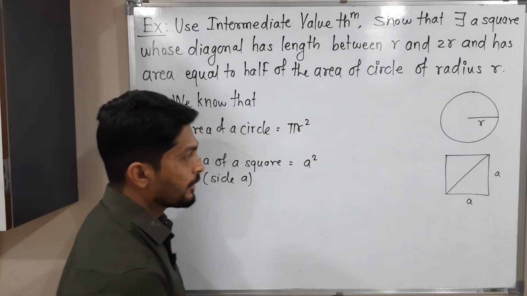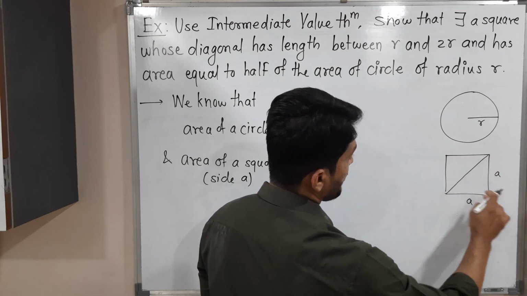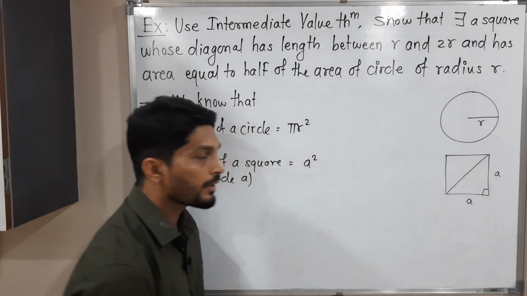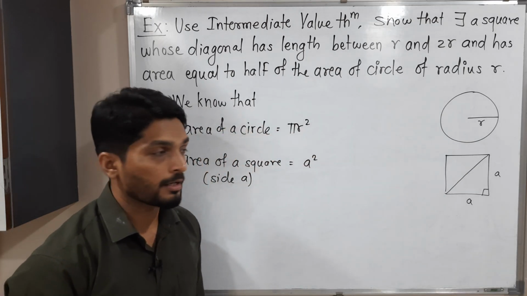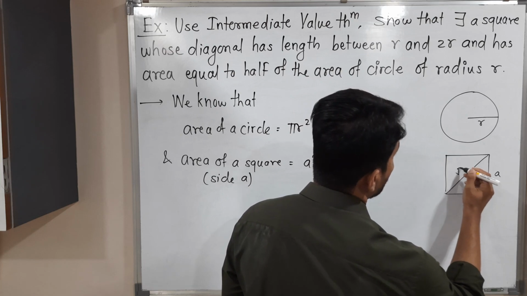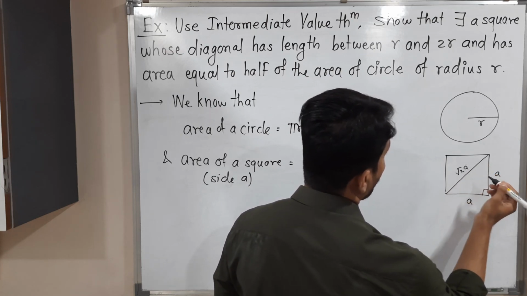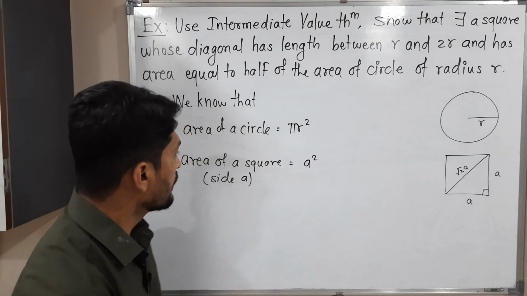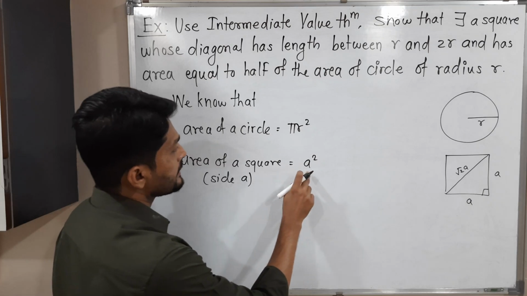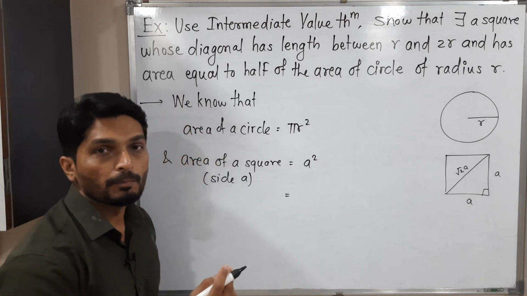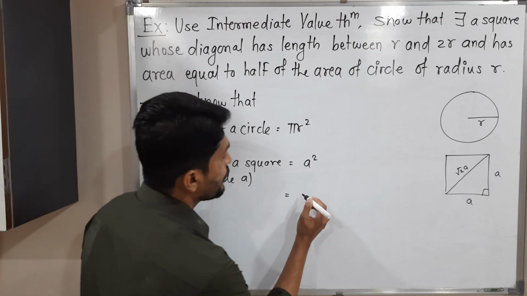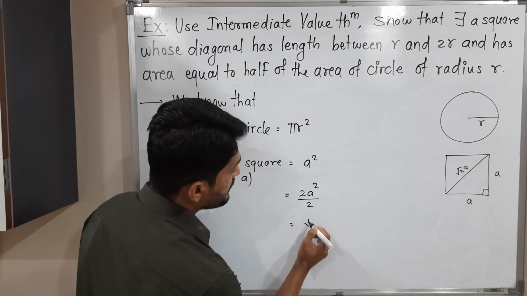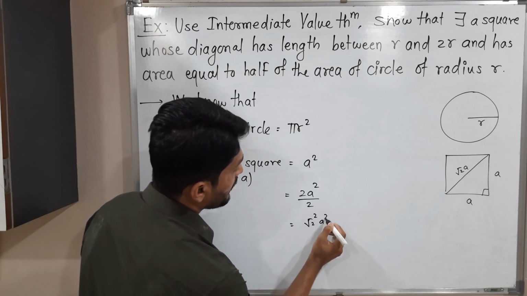Using Pythagoras theorem, since this is a right angle triangle with each side of length a and this angle of 90 degrees, you can easily find that the length of the diagonal is root 2 a. We know the area of a square is a square. I will multiply numerator and denominator by 2, so 2a square by 2. This 2 means root 2 square, a square by 2.